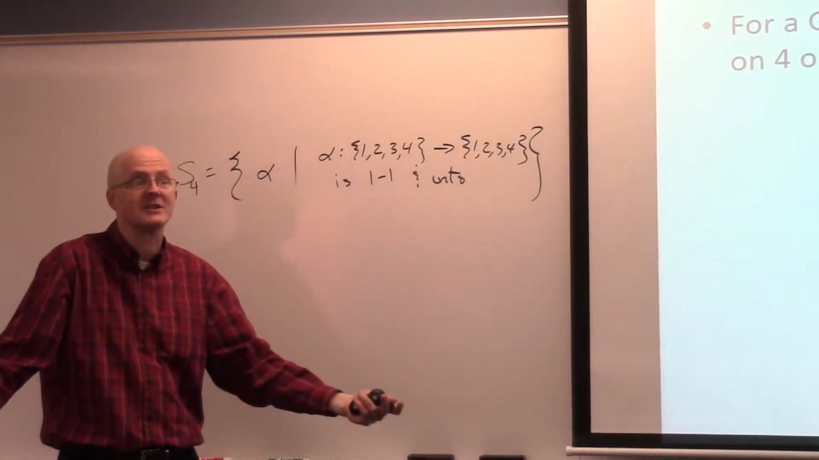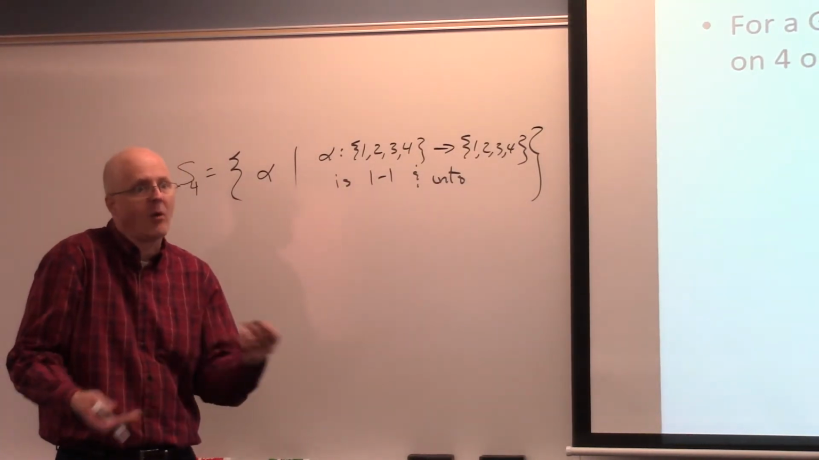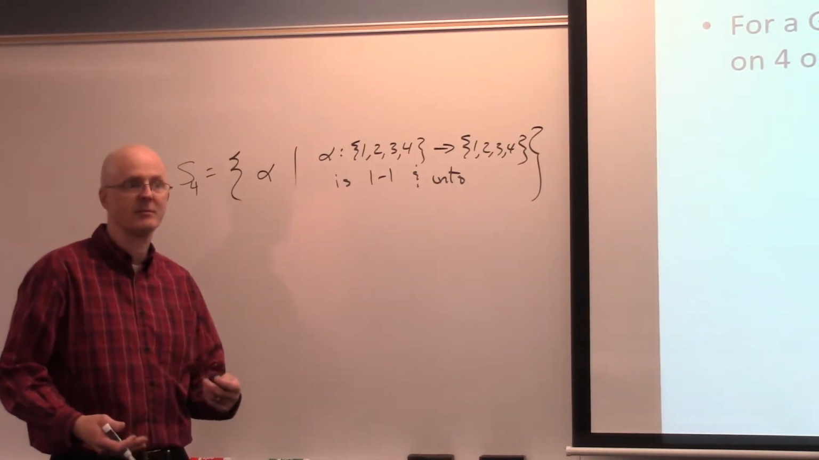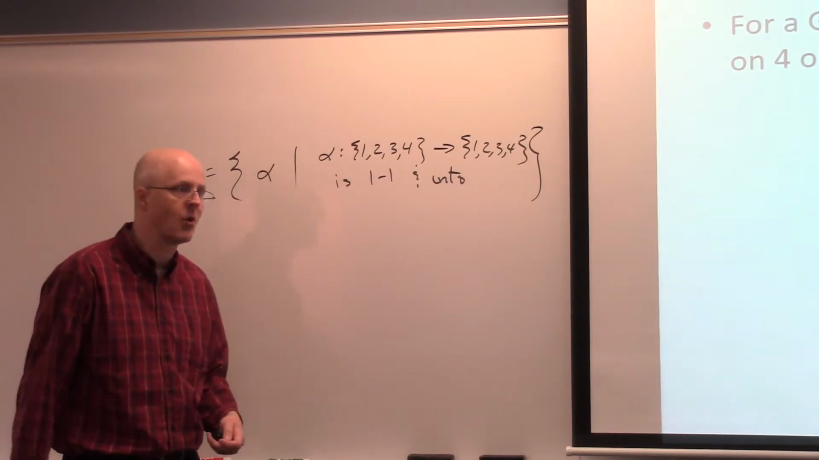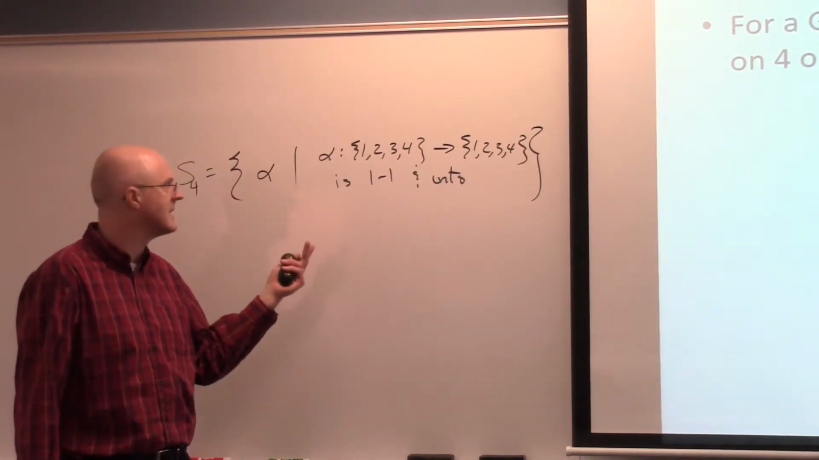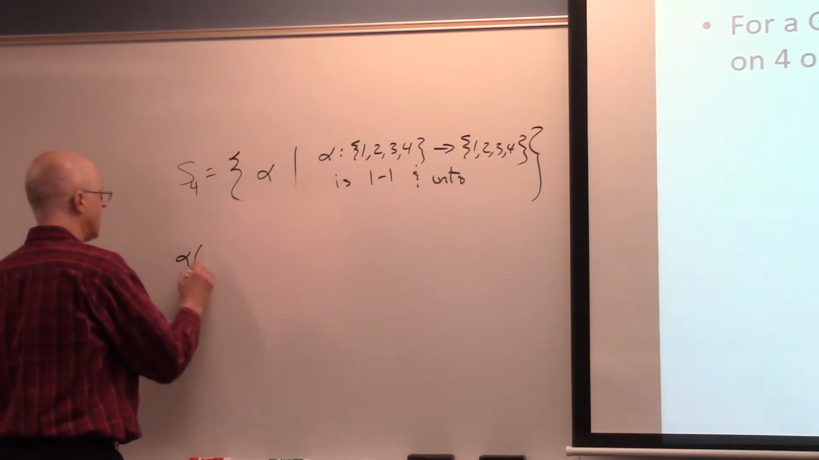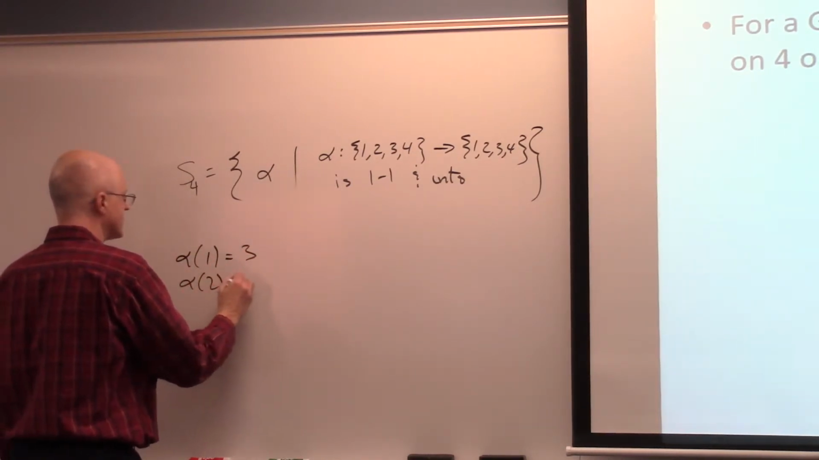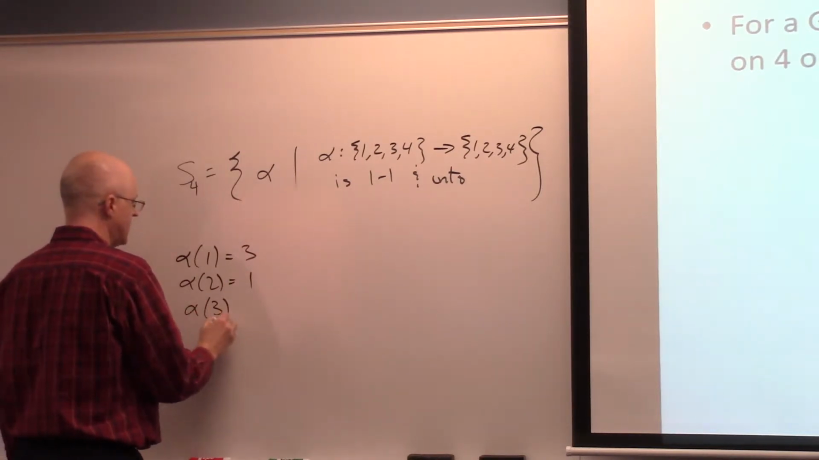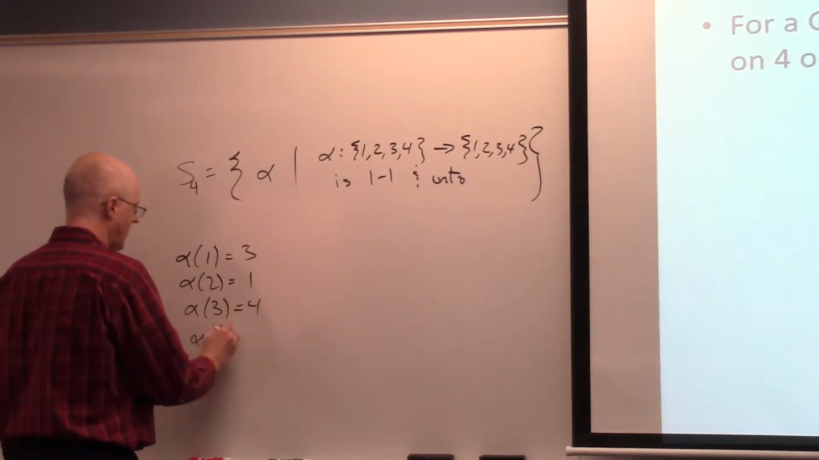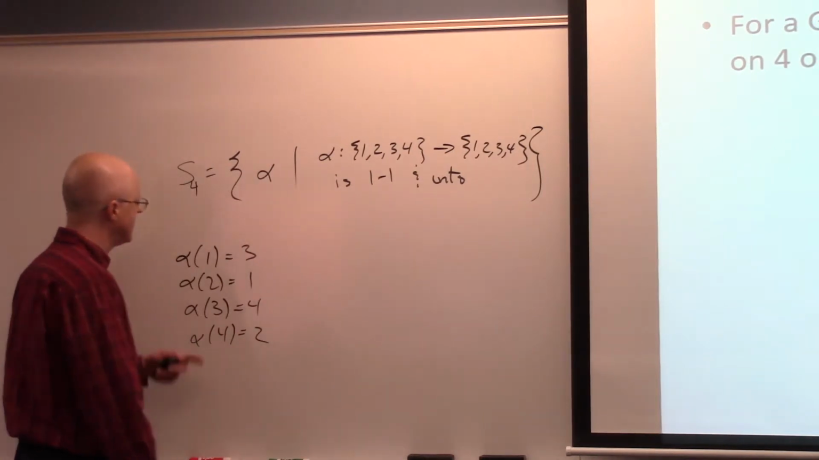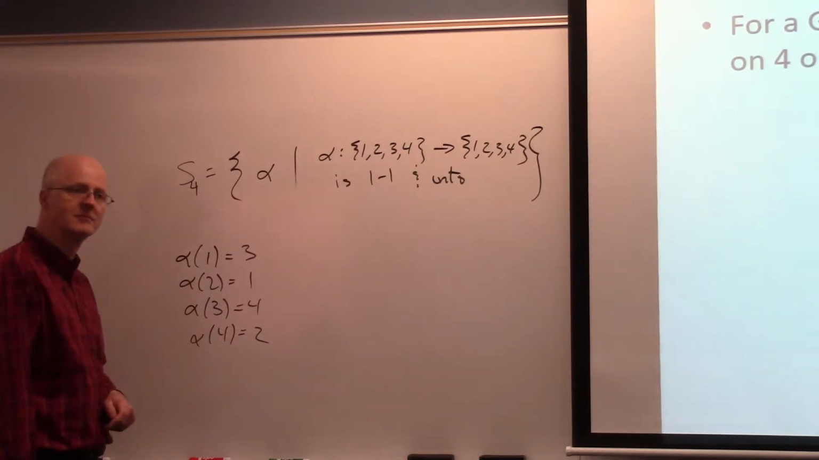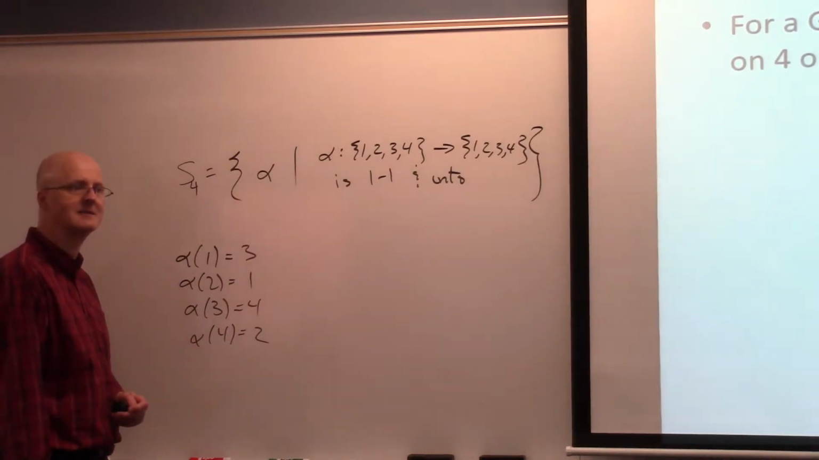Why are they called permutations? It's because they are essentially reordering the numbers in there. As you've learned about permutations in the past, you can think of permutations of objects as putting them in a certain order. And that's what this does. Essentially, if alpha of 1 is 3, alpha of 2 is 1, alpha of 3 is 4, and alpha of 4 is 2, then you have, in a sense, reordered the numbers in the order 3, 1, 4, 2. That's what alpha has done in that case.